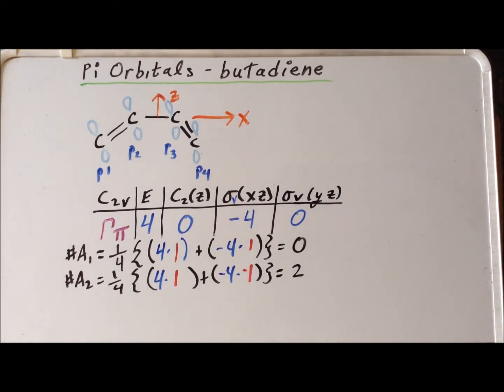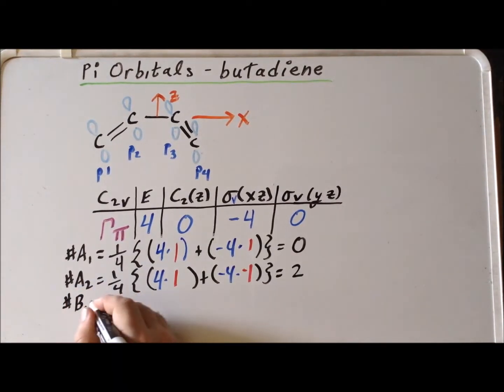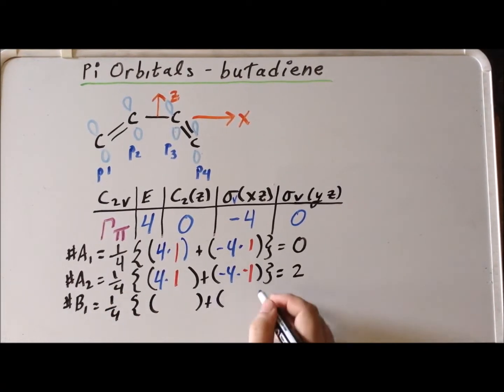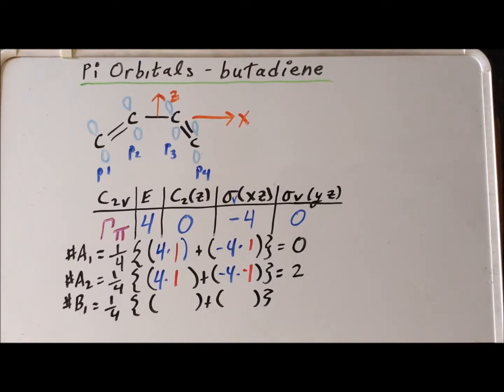The third irreducible representation that we have to deal with is called B1. Again, we have our 1 over 4. And again, we can write down the blue characters because they will not change. So we have a 4 and a minus 4. And now we put in the characters from the character table, which in this case turn out to be a 1 and a positive 1 again. 4 minus 4 is 0, so we have 0 copies of B1 in the reducible representation.